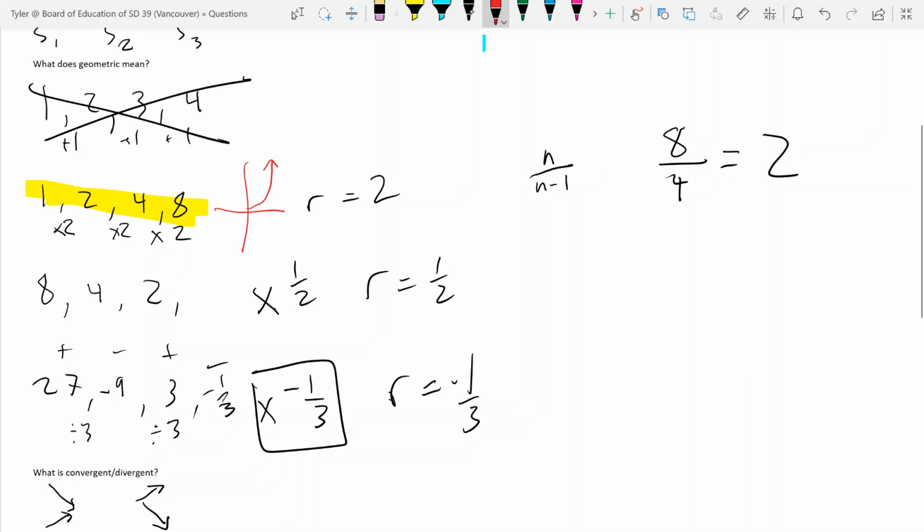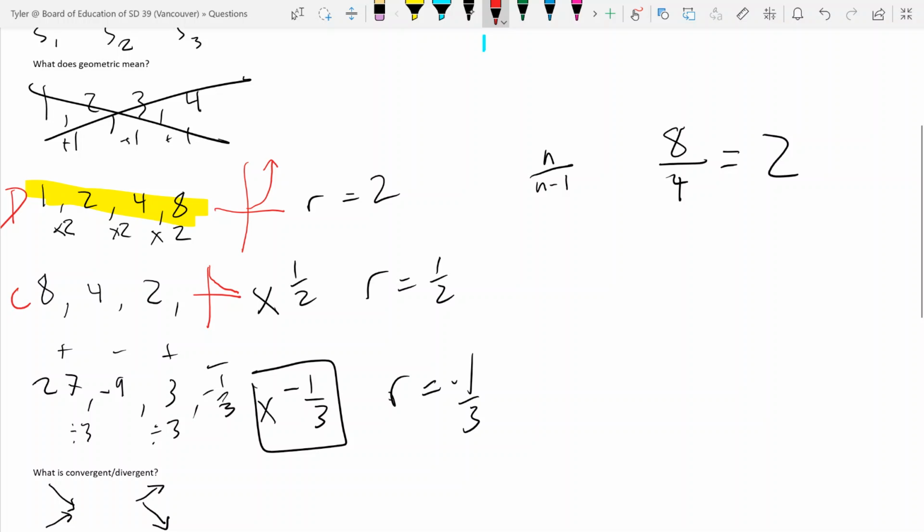It would get exponentially bigger. It's divergent. It's never getting close to anything. Okay? The second one, they're shrinking. And you can see it's dividing by half every time. It's getting closer, closer, closer. It's actually getting closer to 0. It'll never actually get to 0 because you can't divide by 2 to equal 0. So that one would be convergent.